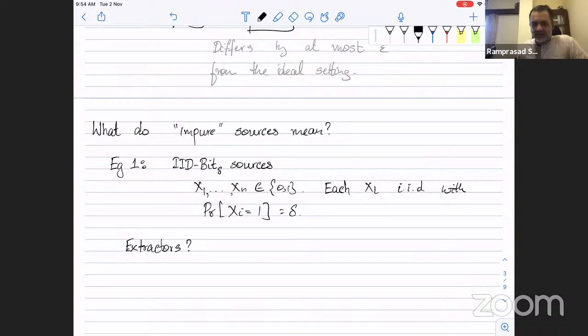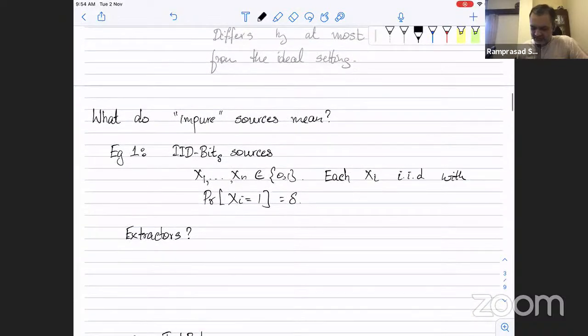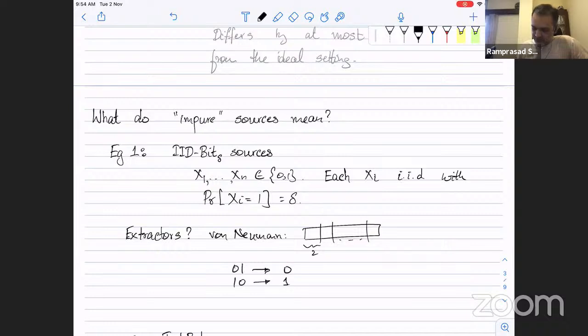So I think last time Sushant mentioned the von Neumann way of looking at these extractors. Von Neumann basically said the following: we'll split the input stream into pairs, all of length 2. Whenever we see a 0, 1, we will return a 0. When we see a 1, 0, we will return a 1. But if we see 0, 0 or 1, 1, we'll just skip.